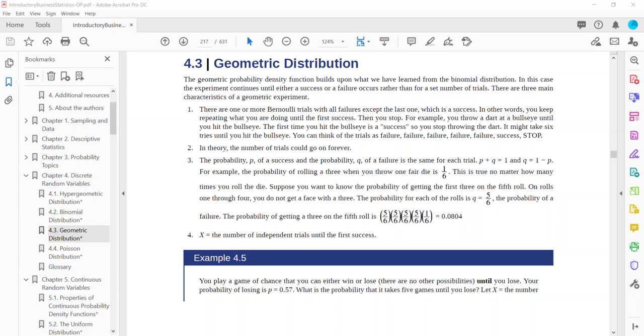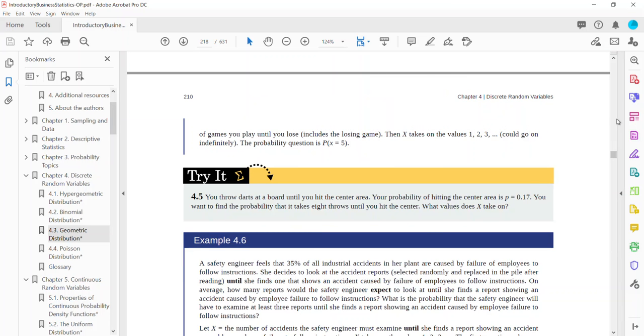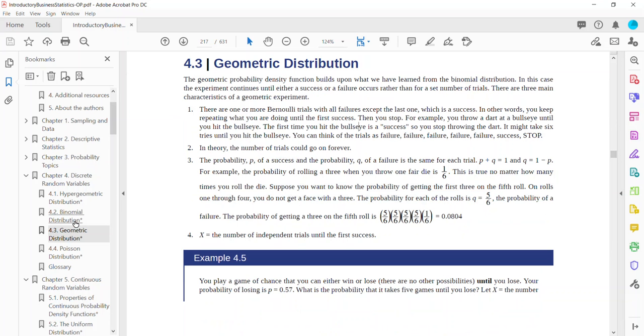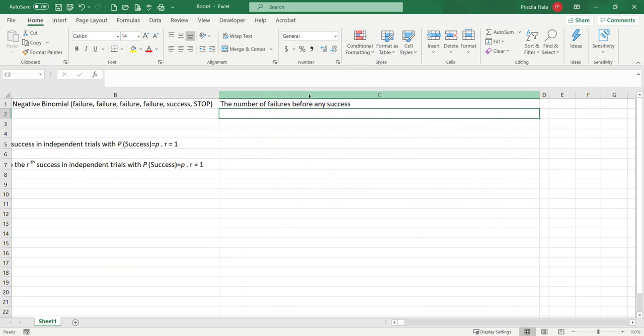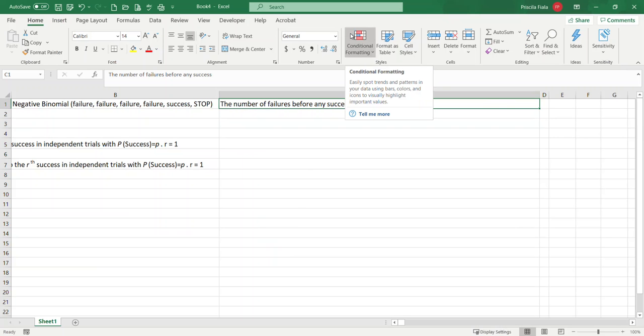Hello, class. I'm here to talk about the third distribution under chapter 4. The third distribution is called the geometric distribution. The best way to remember is to think of a binomial distribution, but they call it negative binomial distribution because in the geometric, the easiest way for you to remember is that you're calculating the number of failures before you succeed, which is the other way around for binomial.